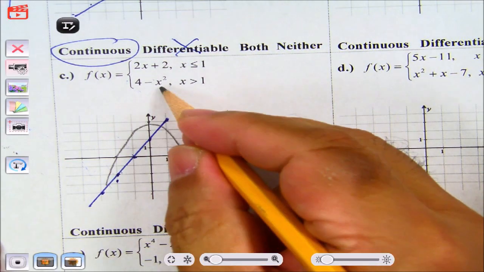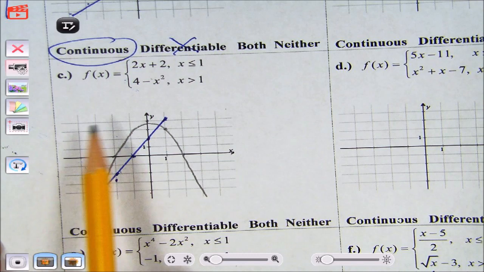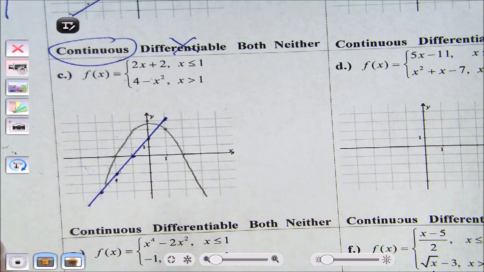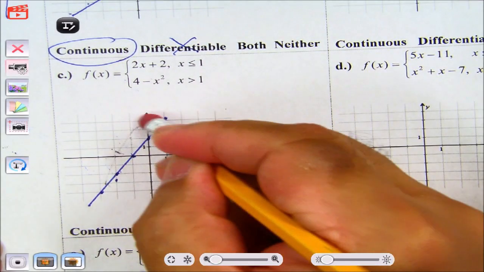When I plug in 1, what do I get? I get 3. Oh, that looks good. All right, so I drew the whole graph of 4 minus x squared, but how much of this do I use? The right side, the greater than 1 side. So I just get rid of this part.